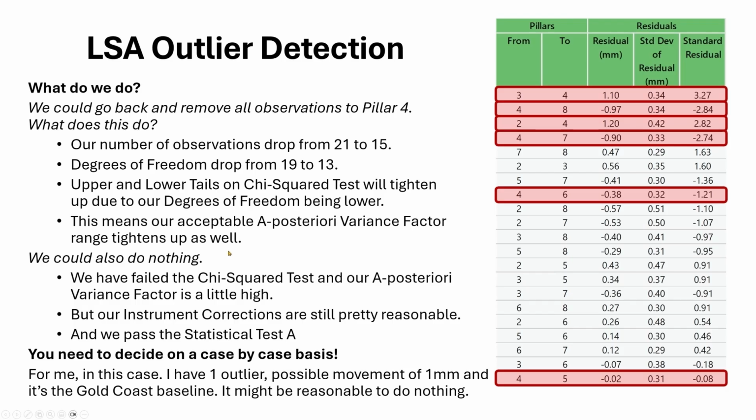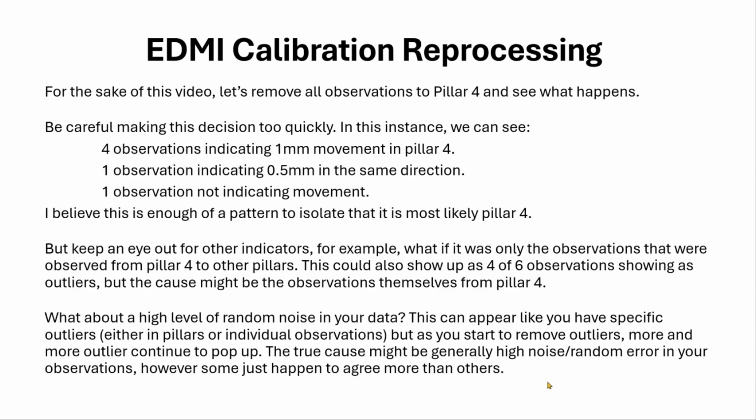We could also do nothing. We have failed the chi-squared test, and our A-posteriori variance factor is a little high. But our instrument corrections are still pretty reasonable, and we still pass the statistical test A. So you need to decide on a case-by-case basis. For me, in this case, I have one outlier, possible movement of 1 millimeter, and to be honest with you, it's a Gold Coast baseline, which is a little bit more susceptible to slight pillar movement, so it could be reasonable to do nothing. So for the sake of this video, let's remove all observations to pillar 4 and see what happens. Be careful making this decision too quickly.